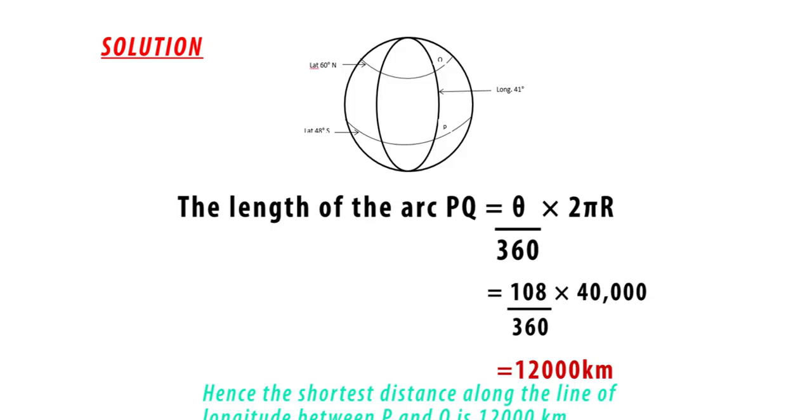If you do the appropriate substitution, then we have PQ equal to 108 divided by 360 multiplied by 40,000. If you use our calculators, then we have 12,000 kilometers. So we conclude that the shortest distance along the line of longitude between P and Q is 12,000 kilometers. That was very, very easy. Let's look at another example.